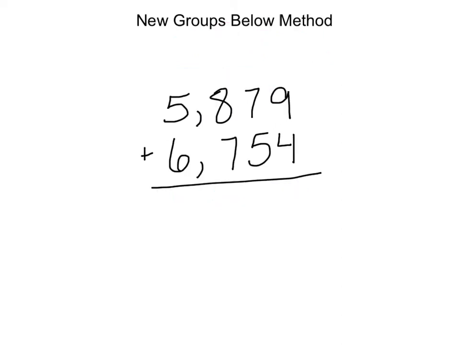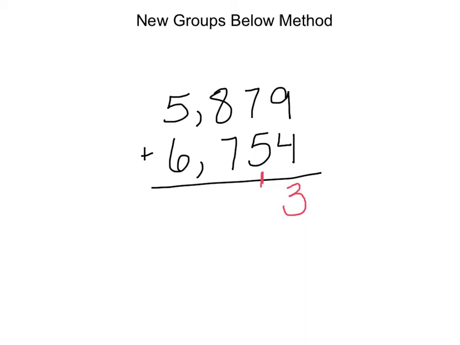Now, here's my favorite method. It's called new groups below, and it's very similar. I'll tell you why I like it in a moment. We have the same numbers here. 9 plus 4 is still 13, and we're still going to leave the 3, that's the ones place, in the ones place. We're going to regroup the 10 from the 13, which is 10 plus 3, into the tens place. Notice the grouping is below.